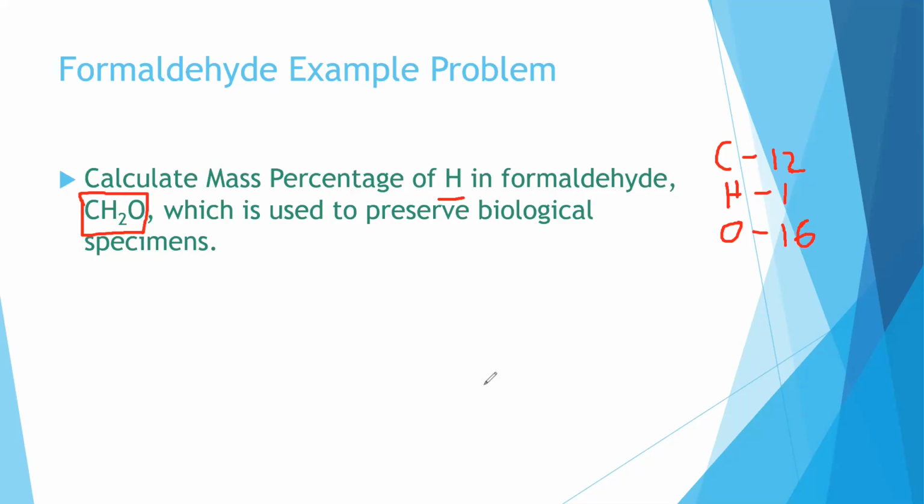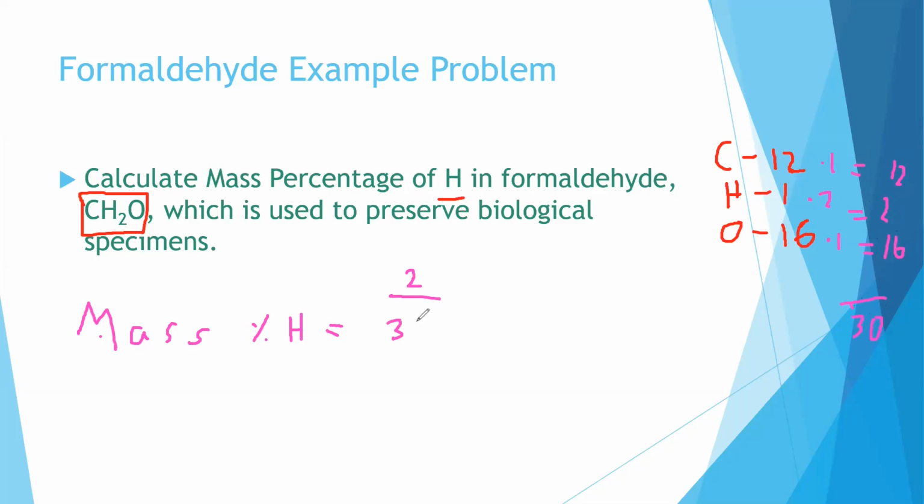So I'll go over it just in case people still aren't understanding it as well. So mass percent of hydrogen. We want the mass of hydrogen in the sample. There's 2 hydrogens, and each hydrogen right here is 1, so that's 2. Now we need the molar mass of formaldehyde. So that's 12 times 1 plus 1 times 2 plus 16 times 1. So this is 12, this is 2, and this is 16. 12 plus 2 is 14, plus 16, that's 30.